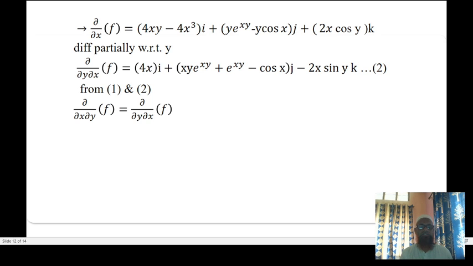So this is about partial differentiation of vector point function.